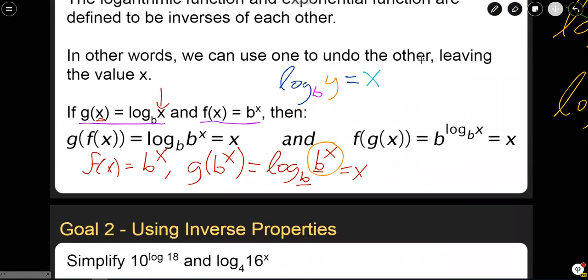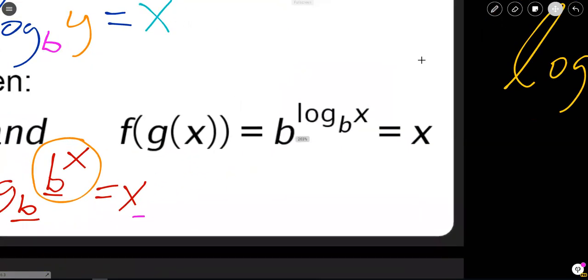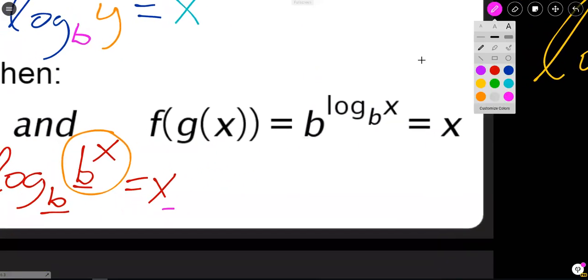So don't let this notation mess with you. We're evaluating the inside function first, and then whatever that gives us, in this case b to the x, we're going to put that right inside the second function, the outer function, evaluate that through, and then use our properties of logarithms to get back to x. All right, let's try this with the other listing here. Let's see if I can fit it in here.